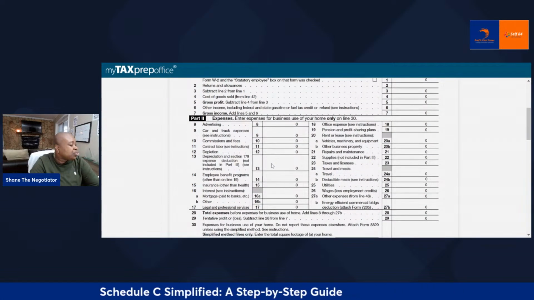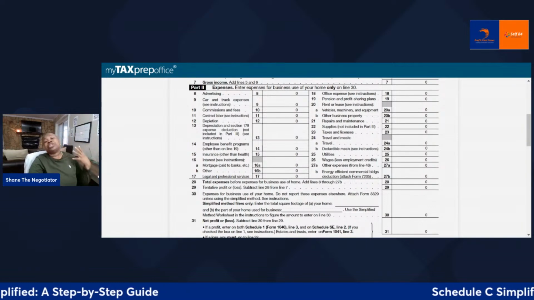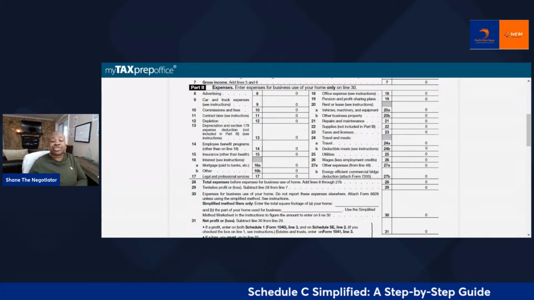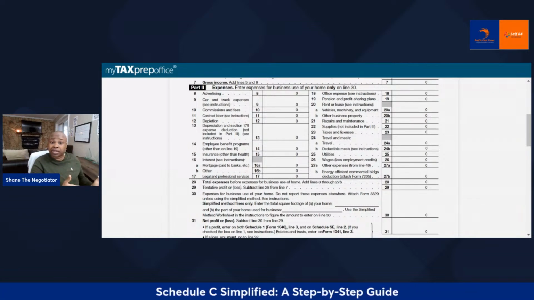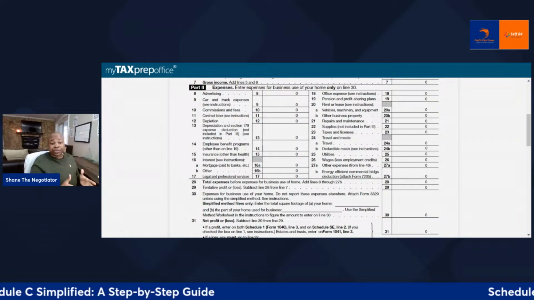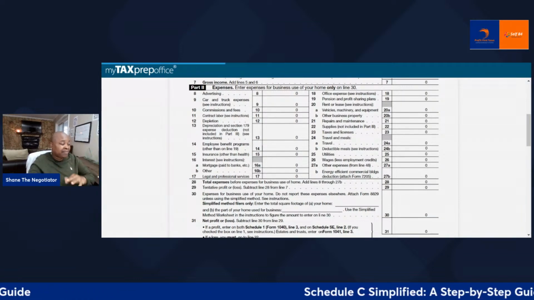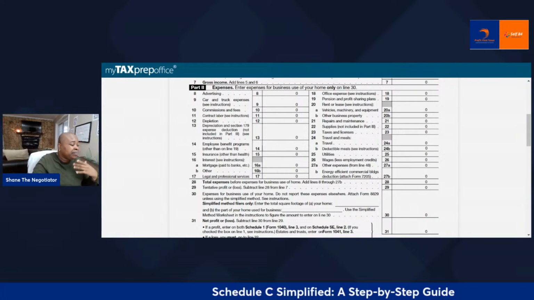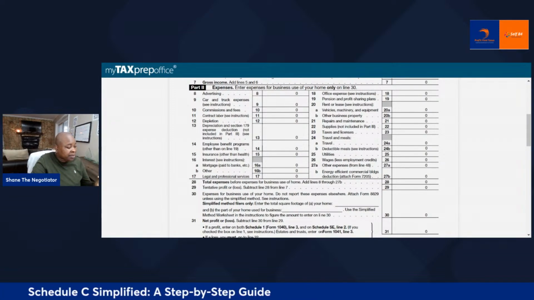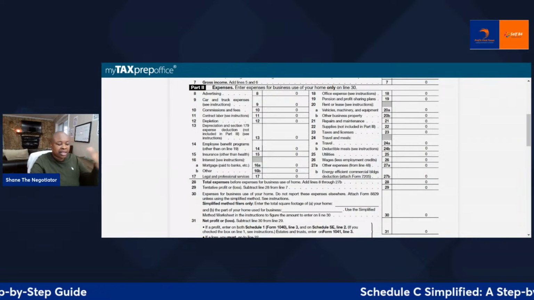So then we go into part 2. Part 2 is where your expenses are. Part 2 is the fun part, and it's the part where a lot of you get in trouble, because you need books, you need bookkeeping, you need to have accurate records for part 2. Okay, so let's get into lines 8 through 27. That's this entire section. It begins at line 8 with advertising, and it goes to line 27b, where it talks about energy efficient commercial buildings deductions, and so forth.